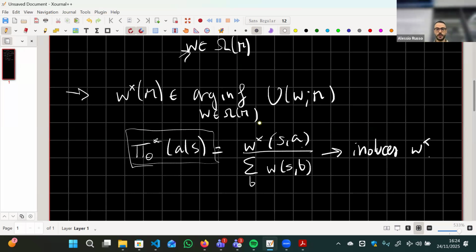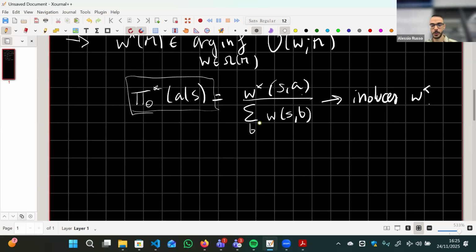But the problem is we don't know M. We don't know the true MDP. So we cannot compute the true optimal distribution. So what we're going to do is the same idea as in track and stop, and simply use the empirical estimate of the MDP.